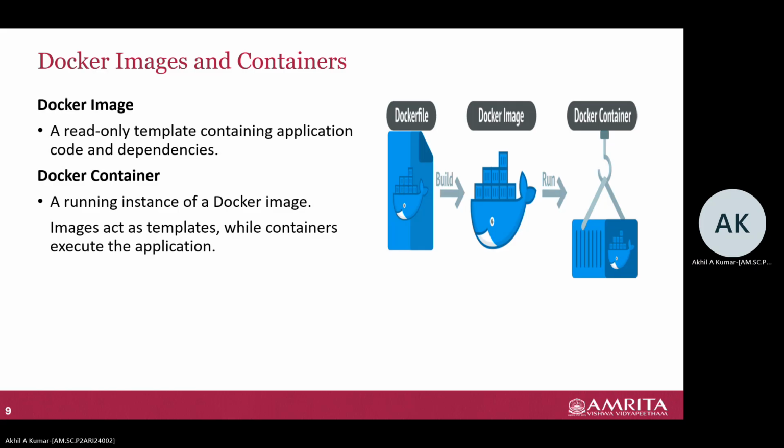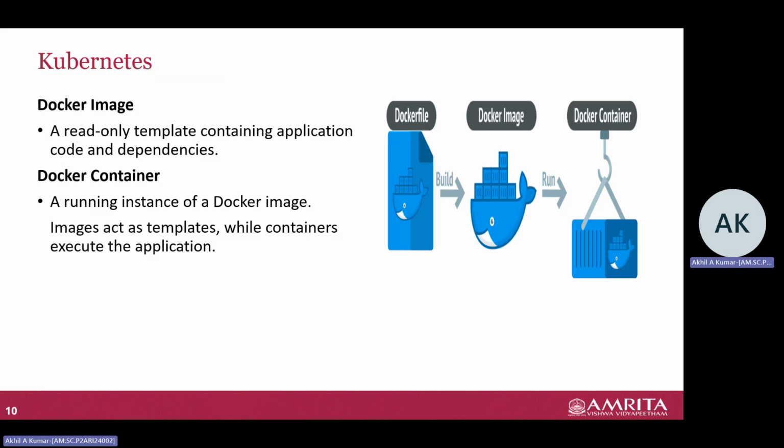In Docker, two important concepts are there: Docker images and Docker containers. A Docker image is a read-only template that contains the application code along with all the required dependencies. Whereas a Docker container is a running instance of that Docker image. So in simple terms, an image will act as a blueprint, whereas the container is the actual running application created from that blueprint. So this approach makes application deployment simple and consistent.